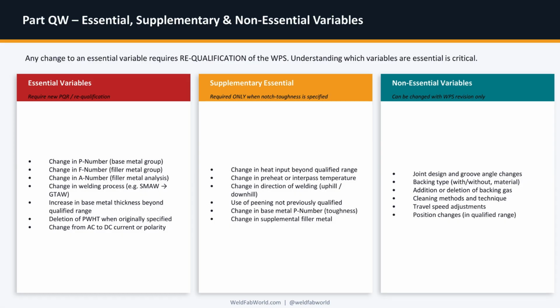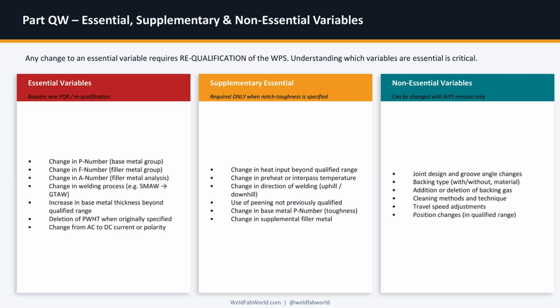Change in P number of the base metal, carbon steel to stainless, for example. Change in F number of the filler metal, E7018 to E6010 is a classic one. Change in A number, weld metal chemistry classification. Change in welding process, SMAW to GTAW, for instance. Base metal thickness exceeding the qualified range. Deleting PWHT when it was part of the original qualification. Changing current type or polarity, AC to DC, or changing polarity.